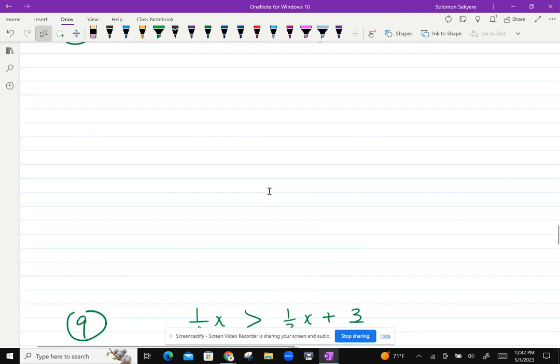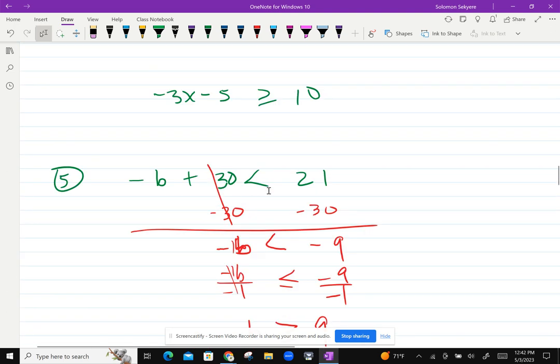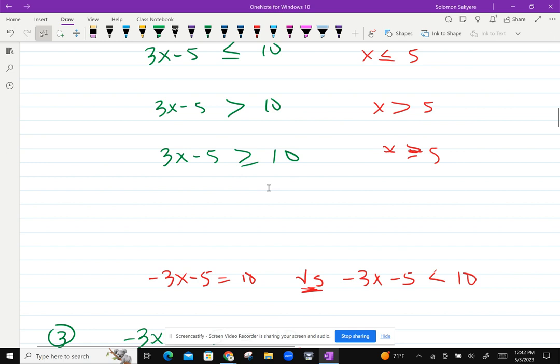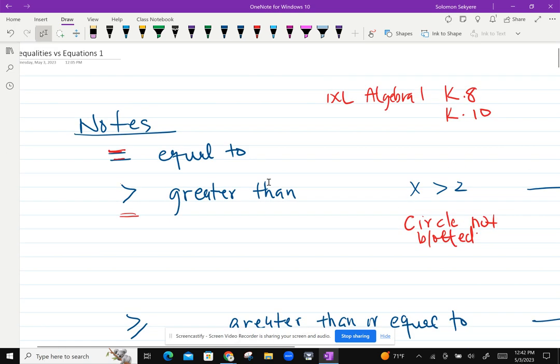Keep on practicing. Log in to IXL and do these exercises right here on the very top: IXL, Algebra 1, K8 and K10. Keep on practicing and all things being equal, what do I keep telling you?